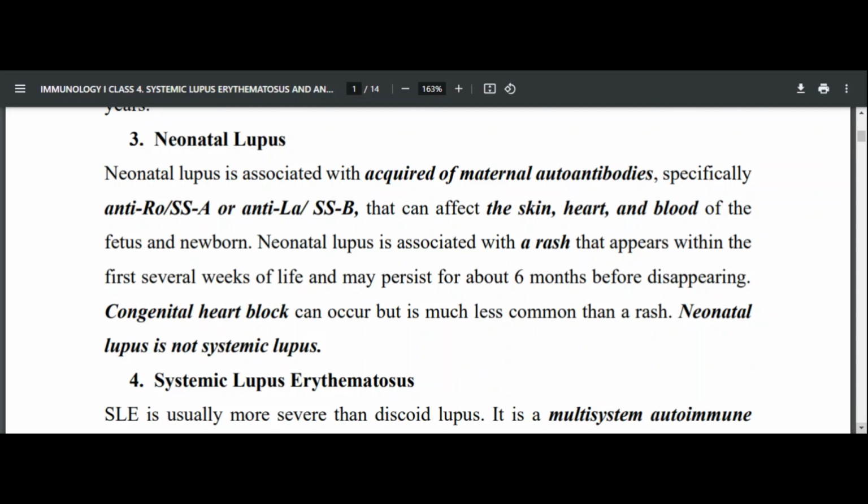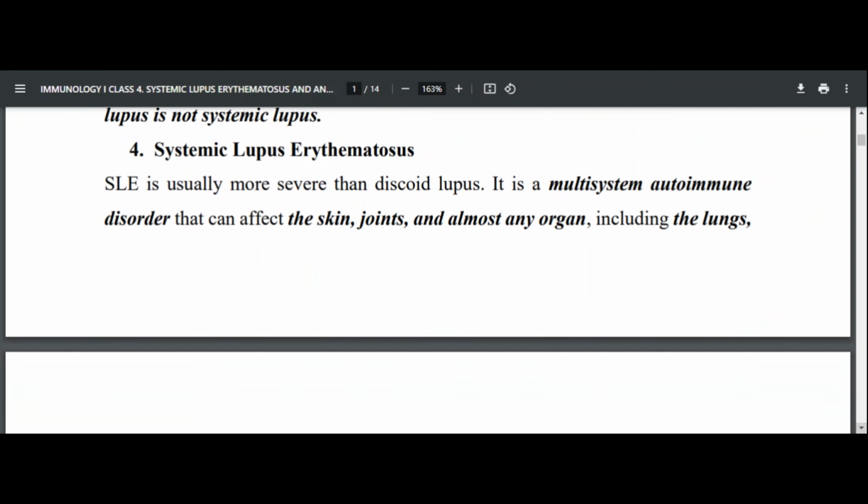So systemic lupus erythematosus is a classic autoimmune disease. It is usually more severe than discoid lupus, even though, as you remember, discoid lupus can also progress into systemic lupus. Systemic lupus erythematosus is a multisystem autoimmune disorder. It can affect so many systems in our body, including the skin, joints, and almost any organ in the body, including the lungs, right?